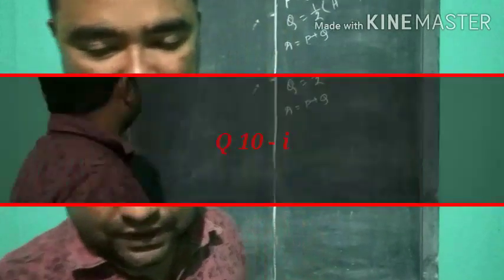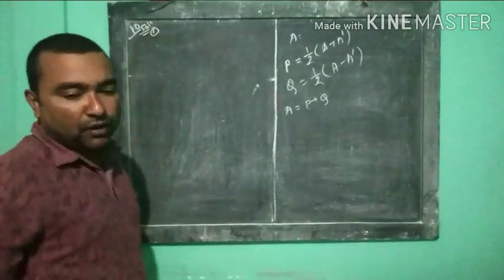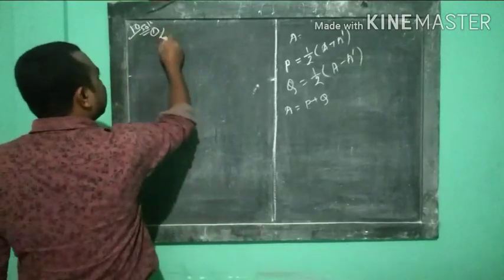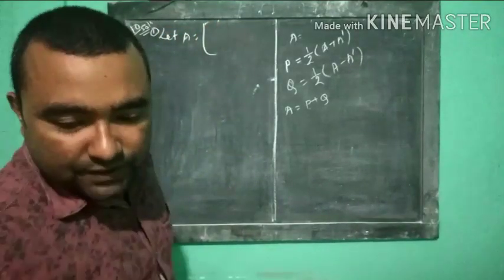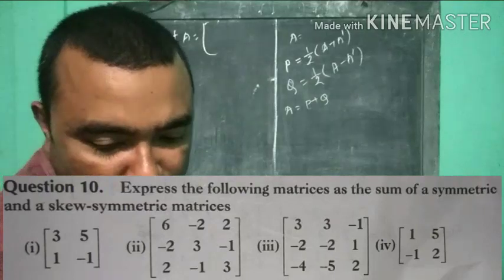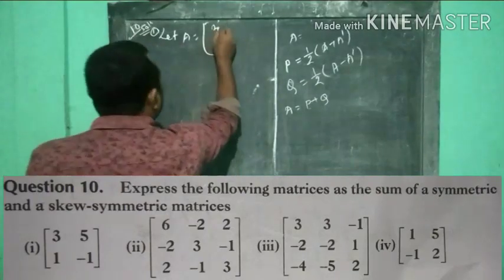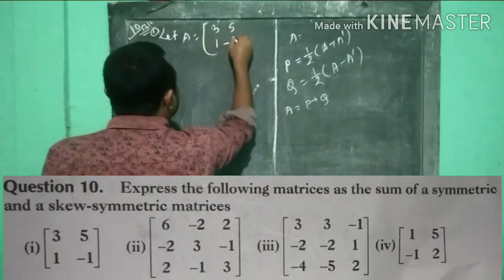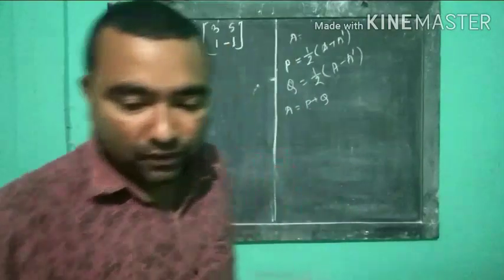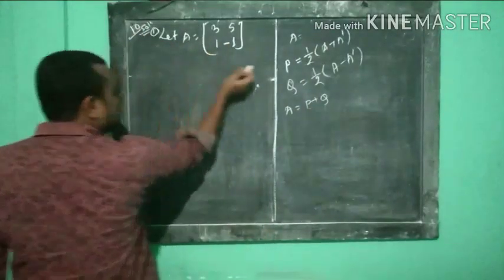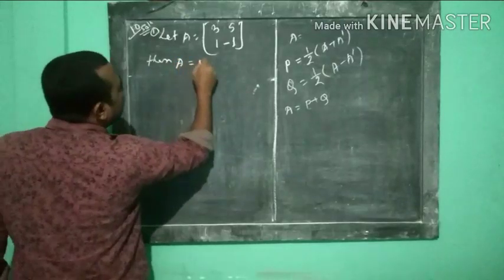So we are going to solve question number 1 first. In 10(1), what is given? Suppose A equals the matrix 3, 5; 1, minus 1. This is A. It is given. So according to the question, A equals P plus Q.